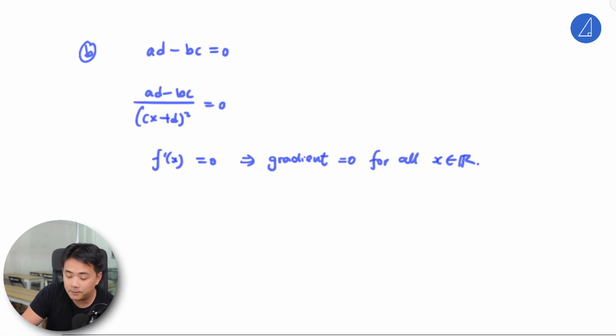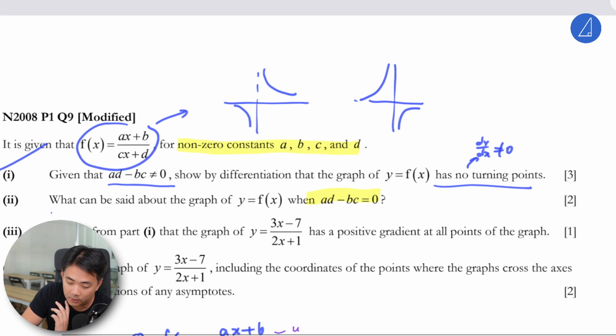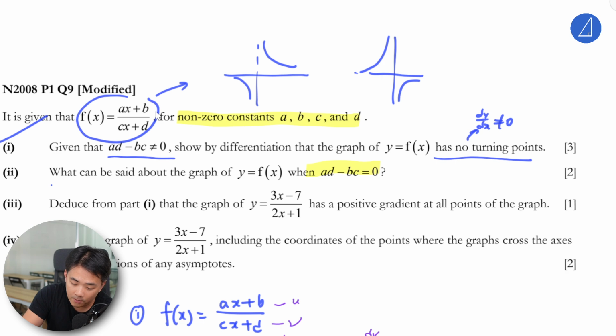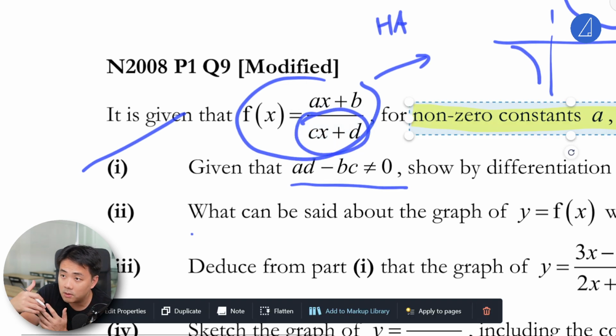Then the next question is, what is the horizontal line? There are a few ways. One way which I will encourage students to do is just do a long division. Because if you can find the horizontal asymptote and vertical asymptote, for the vertical asymptote, we know this vertical asymptote is just x equals minus d over c.